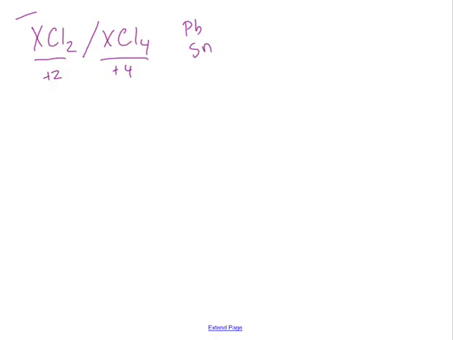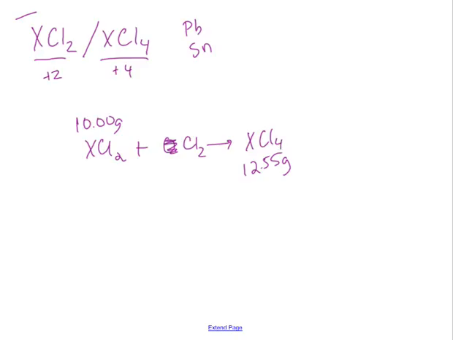So this problem starts by giving you some information, and writing a reaction is the way to go because it says treatment of 10 grams of XCl2 with excess Cl2 forms 12.55 grams of XCl4. That's all they give you, and they want you to find the atomic mass of X, meaning is it tin or is it lead?